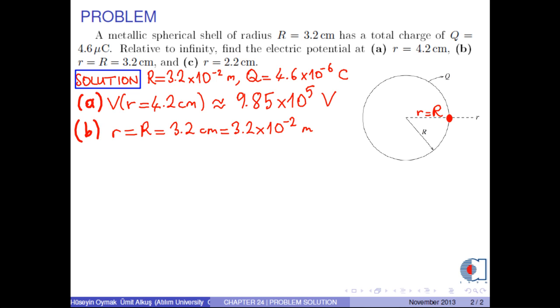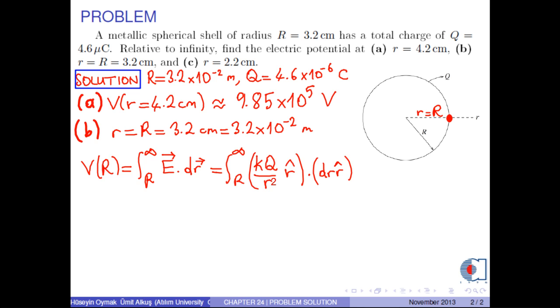B, for r equals 3.2 centimeters, that is, for the point on the shell. Again, relative to infinity, we have V at capital R equals the line integral of E dot dr from capital R to infinity. According to the shell theorem, we have E equals K times Q over r squared r hat and dr equals dr times r hat.